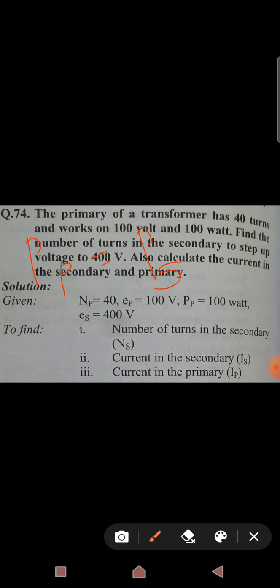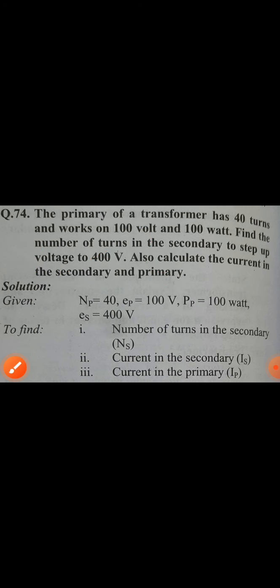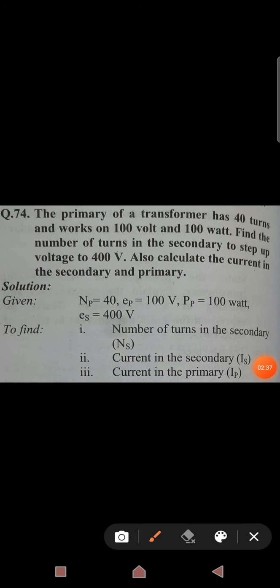So before starting the numericals, we should know this formula, and how the formula is derived, that part we have studied in the theory. Now I am going to solve the first question. The first question says the primary of a transformer has 40 turns. So primary means Np, number of turns in the primary, is 40 turns, right? And works at 100 volt. So EMF of primary is 100 volt and 100 watt means the power of primary is 100 watt.